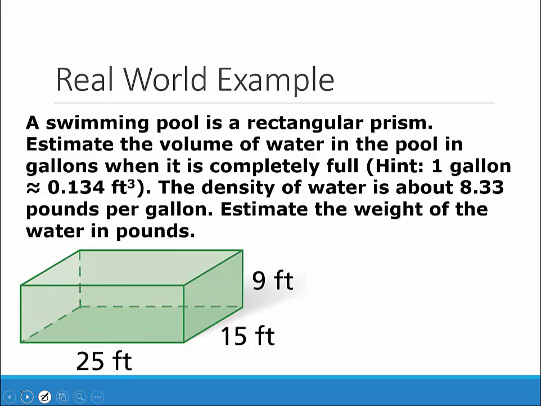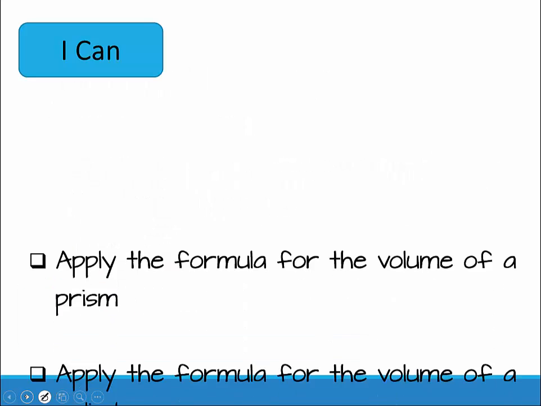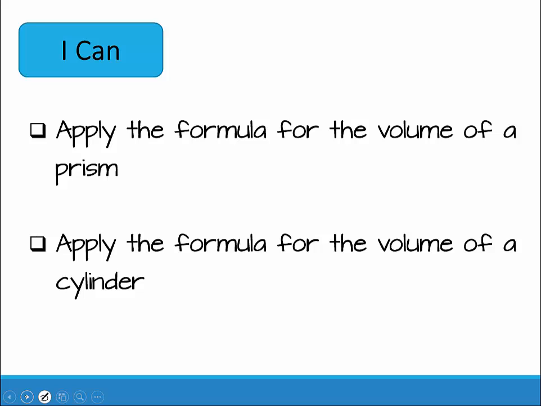This real world example has you find the volume, but then it wants you to use the density of water and the volume you found to estimate the weight of the water in pounds. So this one's a little tougher, but give it a try. So you should be able to apply the volume formula for prisms and cylinders on the simple problems and then give the other ones a try.